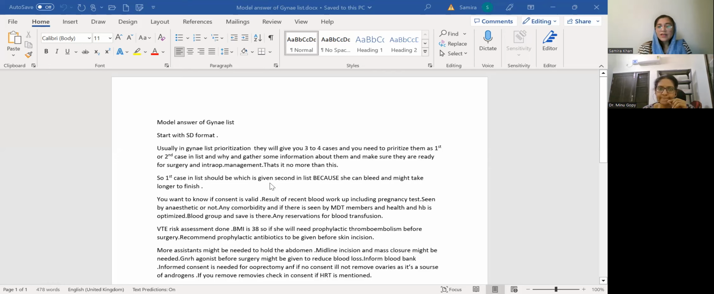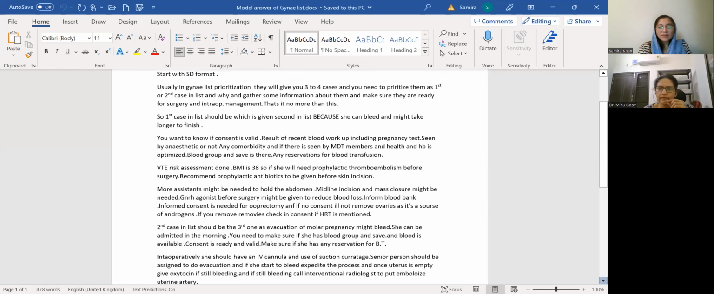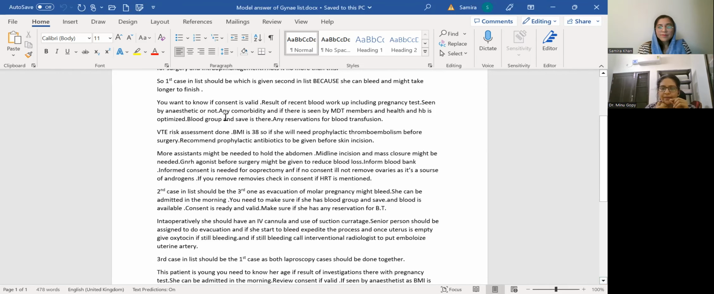So the first case in the list, which one was the first case? Vesicular molar pregnancy. But I think I go one by one. The one with the high BMI? Yeah, yeah. So the lean patient, the young patient, infertility, chronic pelvic pain, she was the first one, but I don't know why I started talking about this one, but it's okay.